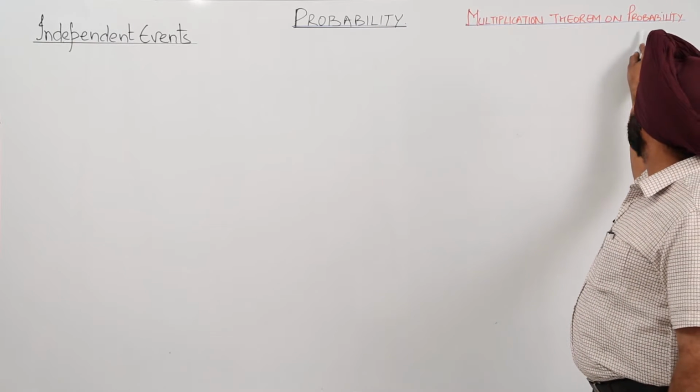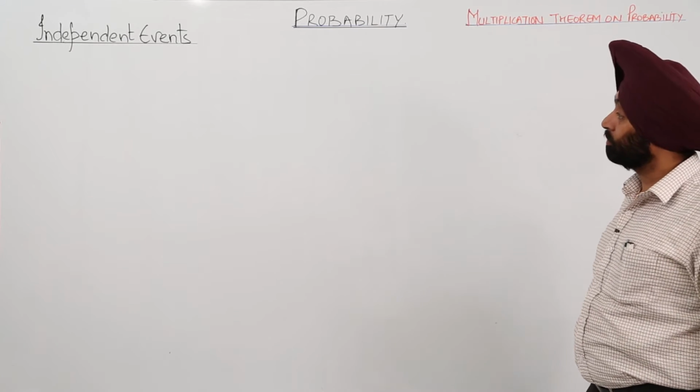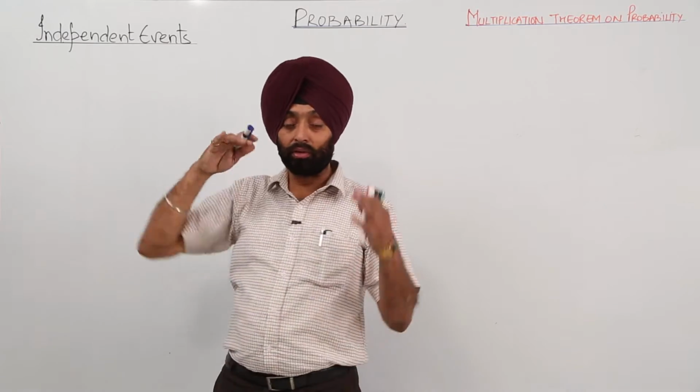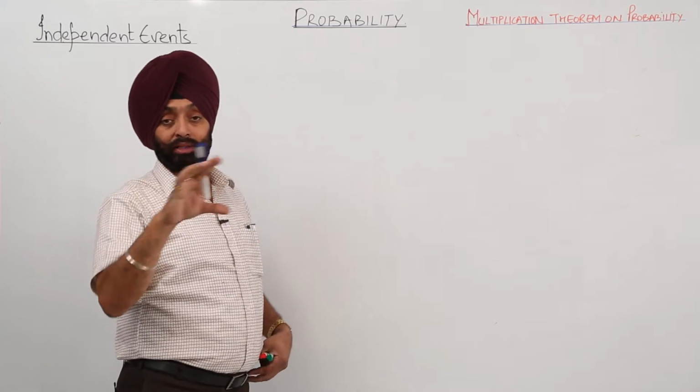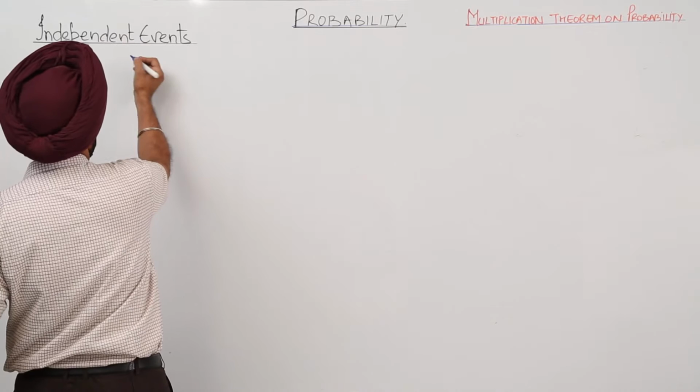Multiplication theorem on probability. Now we are going to cover this major topic, and the first thing we are going to do is independent events. For independent events, let me give first a nice definition and then we are moving with an example. Okay, so now, the definition.